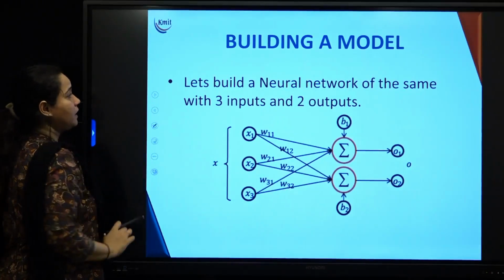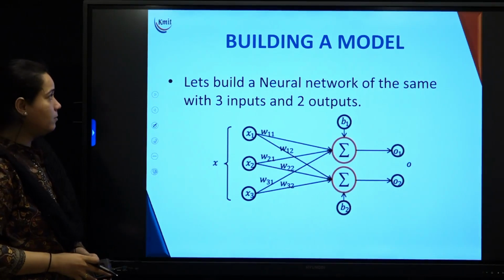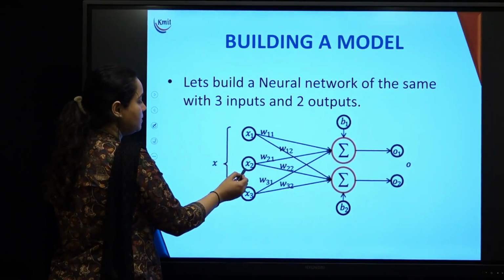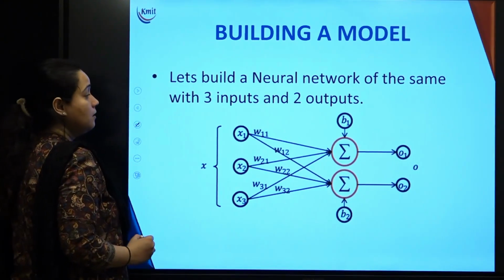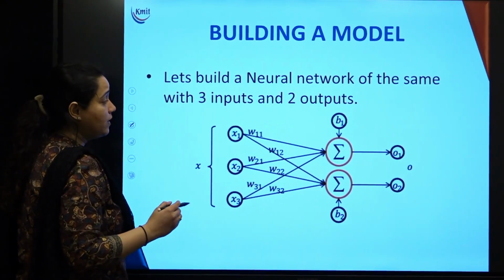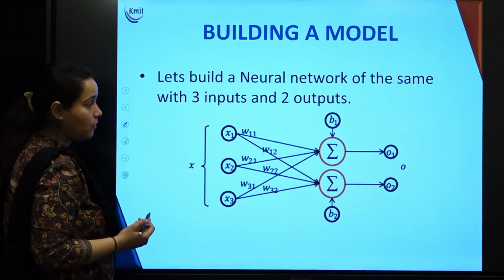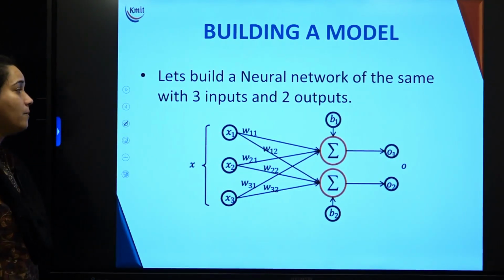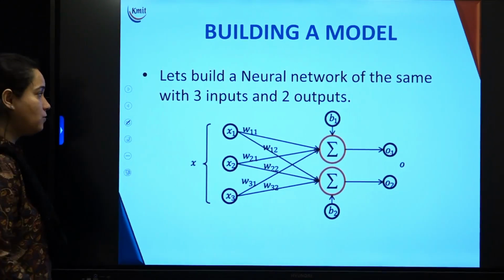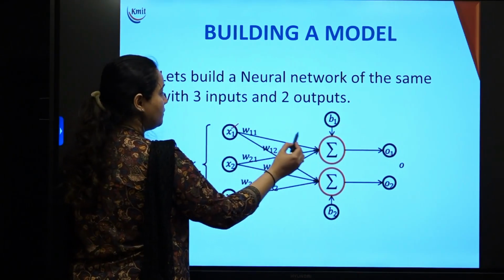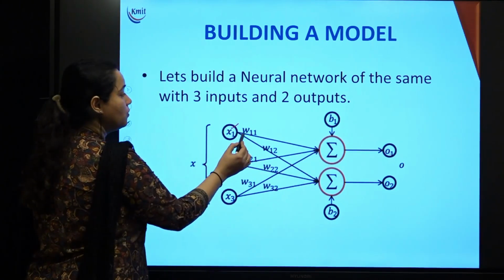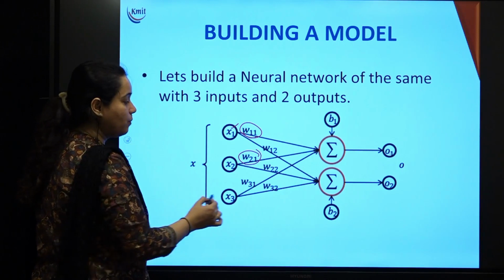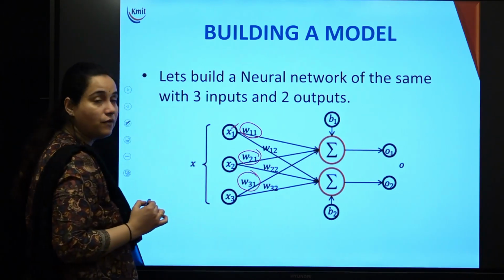And if you want to build a neural network out of it, then here you have, for example, 3 inputs x1, x2, x3. Then what are you going to have? You are going to have its associated weights. Say you have two outputs O1 and O2. So, how many weights are you going to have? First input with respect to first output, so you have W11, and second input with respect to first output, third input with respect to first output.